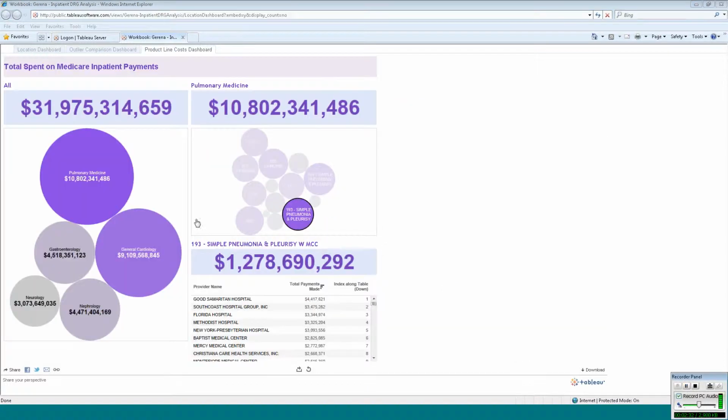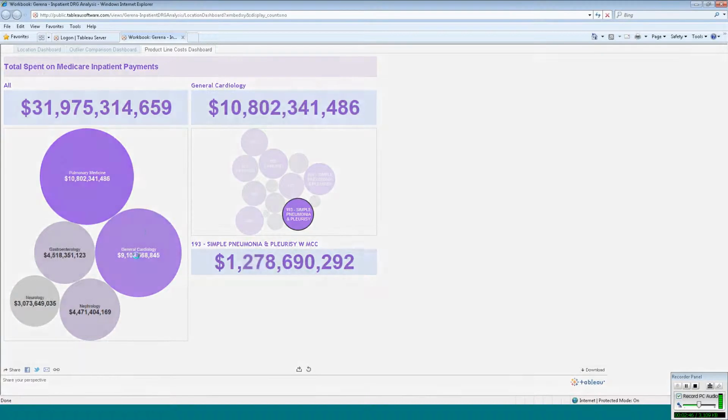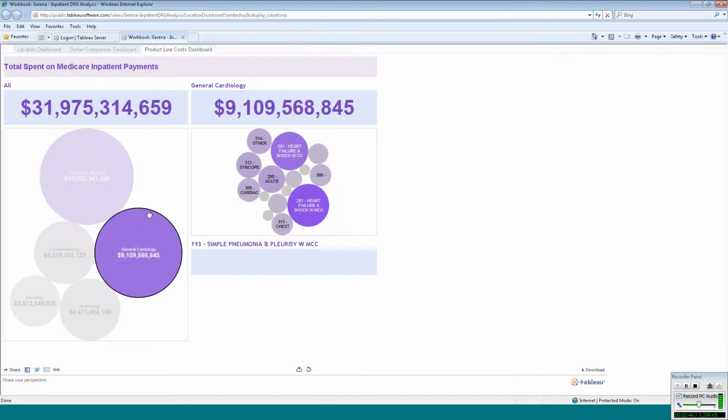The final dashboard allows me to analyze total aggregate spend for the top 5 product lines for Medicare inpatient discharges. So in total, Medicare has spent about $32 billion. I can select the general cardiology piece of that segment, which totals to about $9 billion, and I can further break that down into individual DRGs.